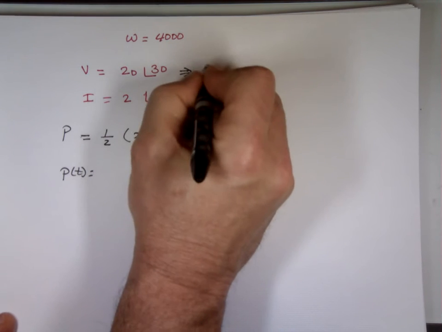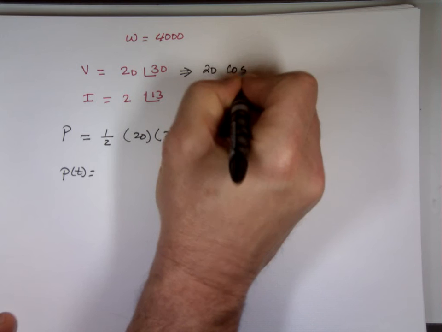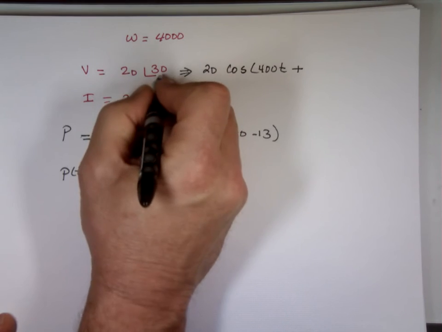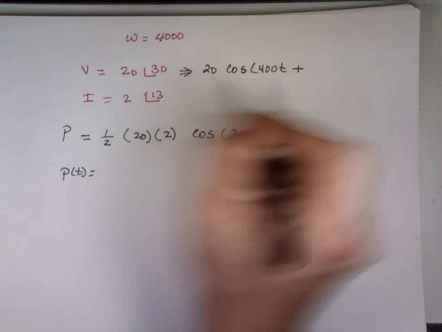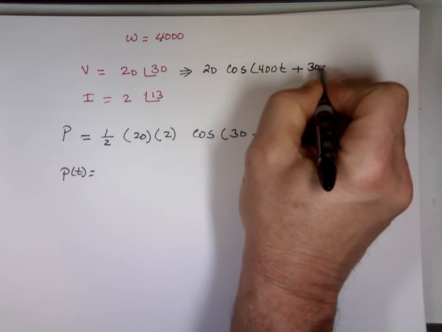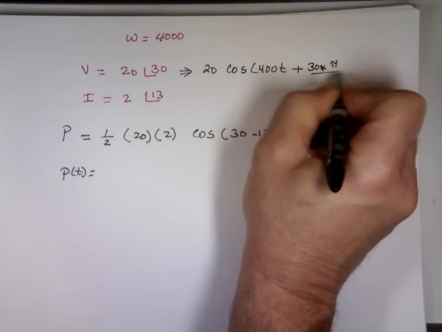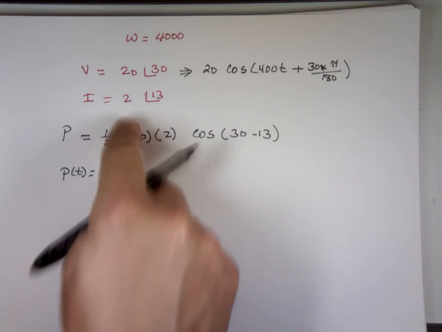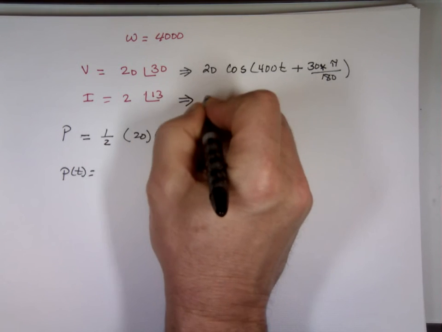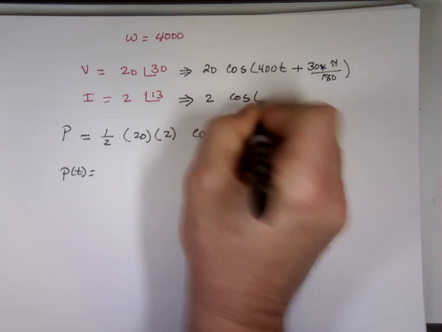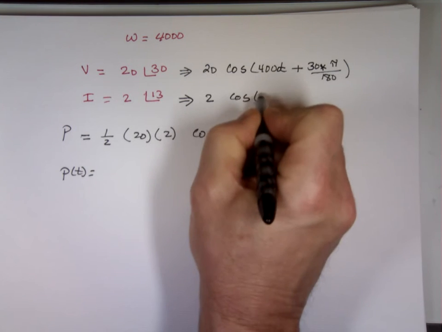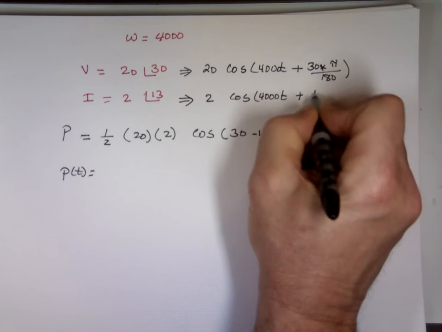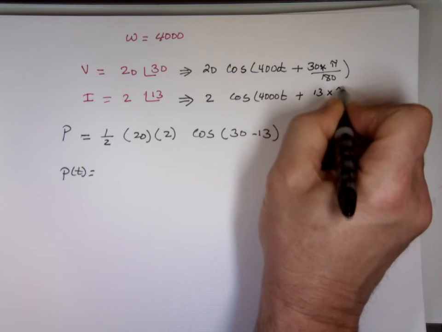If you want to find the instantaneous power, and that's what your question is, this one would be 20 cosine 4,000 t plus 30, but that's in degrees, so you have to convert to radians. That's 30 times pi over 180. And this current will be 2 cosine 4,000 t plus the 13 degrees, converted to radians, pi over 180.